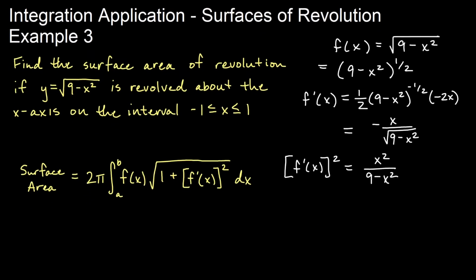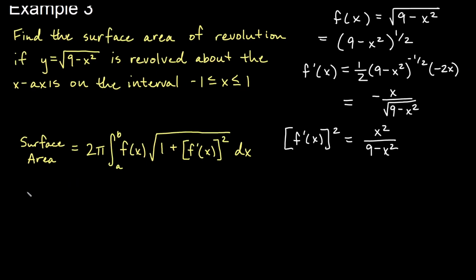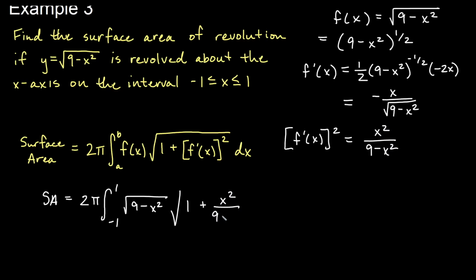Okay, so let's plug all of our information into our formula here. Our surface area is going to equal 2 pi times our integral from a to b, which is -1 to 1 in this case. My original function was the square root of 9 minus x squared, times the square root of 1 plus my derivative squared, which is x squared over 9 minus x squared. That'll be under the second root there, dx.